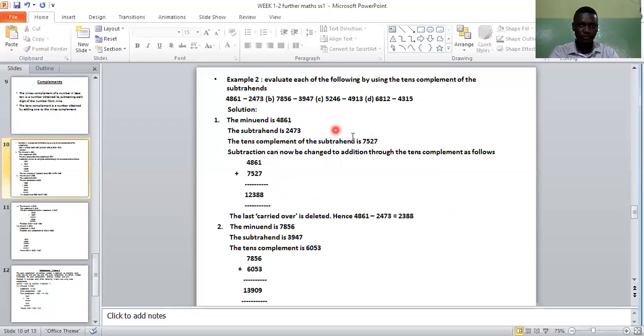Then 9 minus 7, 2. That's why you have this 2 here. 9 minus 4, you have 5. 9 minus 2, you have what? 7. So 9, 5, 2, 6 is the 9th complement. But when you add 1, you have 9, 5, 2, 7.